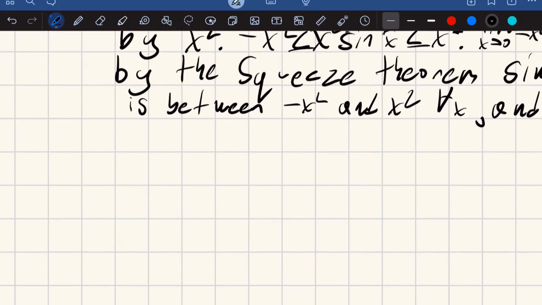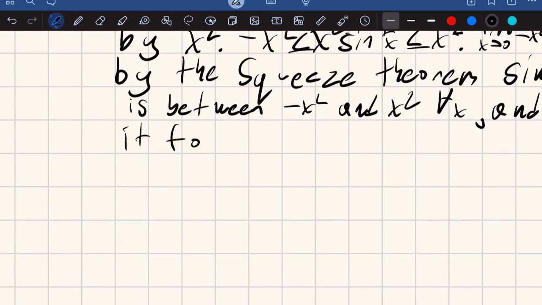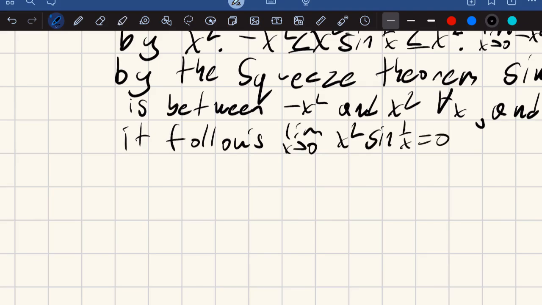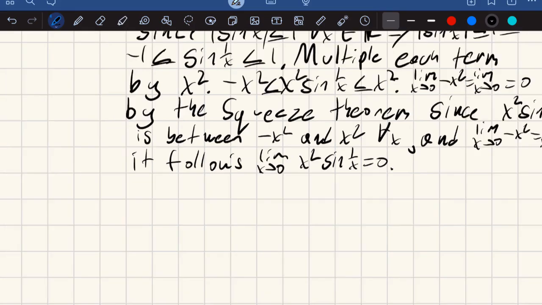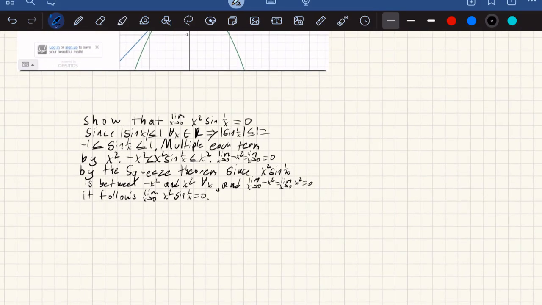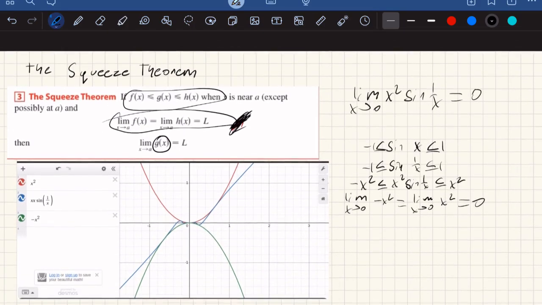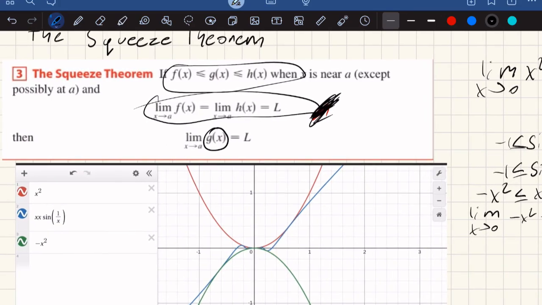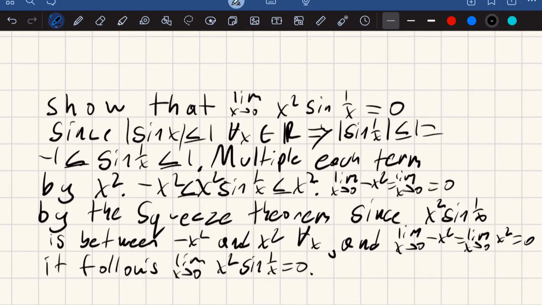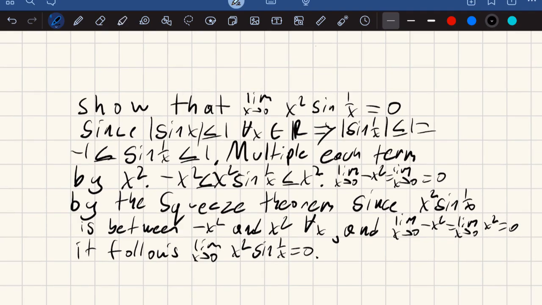Then you would say it follows that the limit of x going to 0 of x squared sine of 1 over x equals 0. So let's just go over what we did. The conditions we needed to be true are our inequality and limit. And the first thing we did was show that the inequality holds.